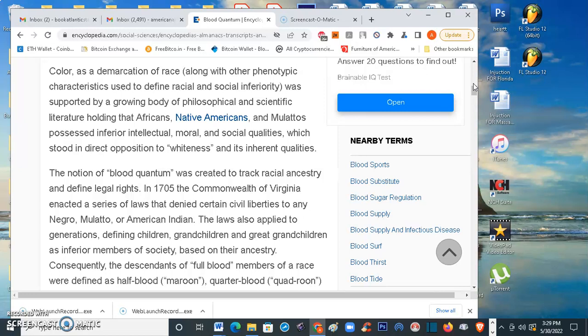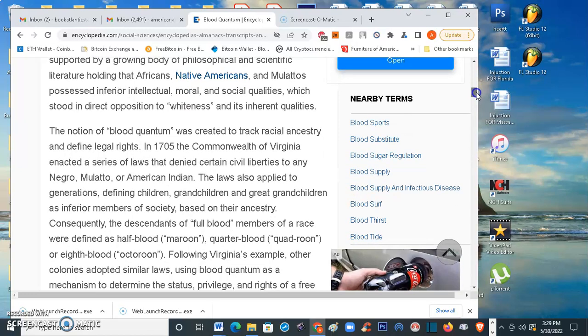Based on their ancestry, consequently, the descendants of full-blood members of a race were defined as half-blood, maroon. People, pay attention. Half-blood. So a maroon is really what they define as a half-blood in their blood quantum definition.